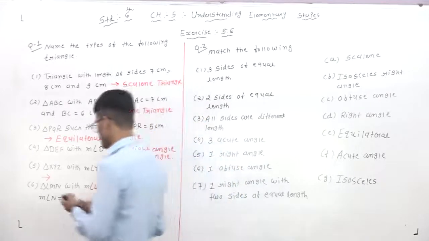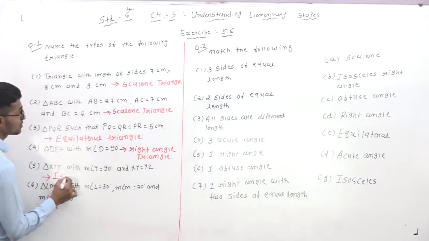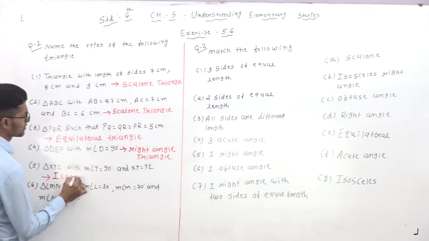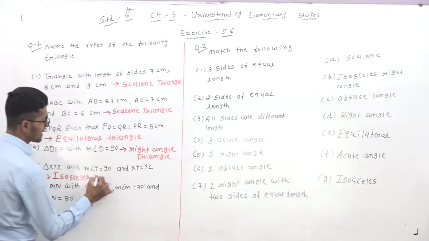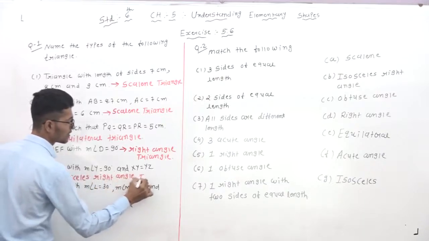Understand? So these types of triangle, which type of the triangle? Write down isosceles right angle triangle.